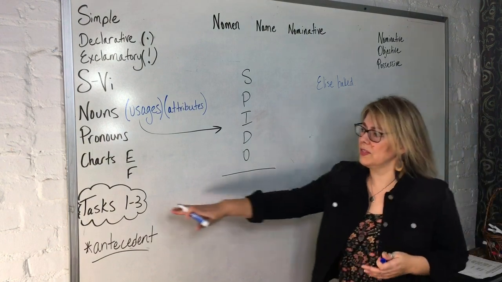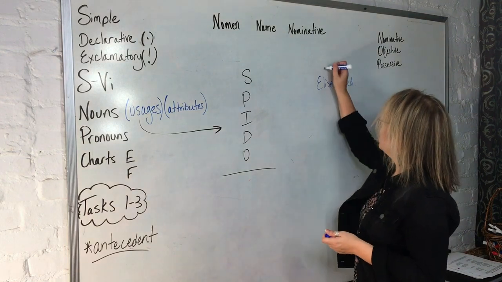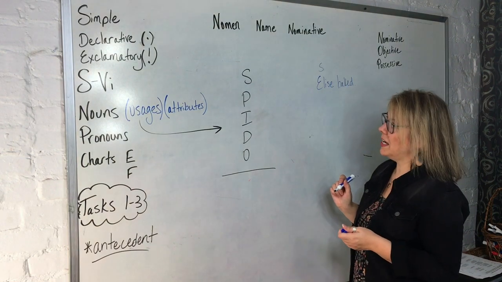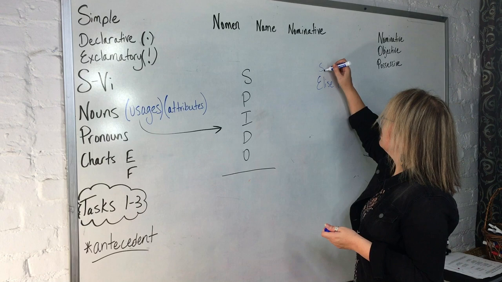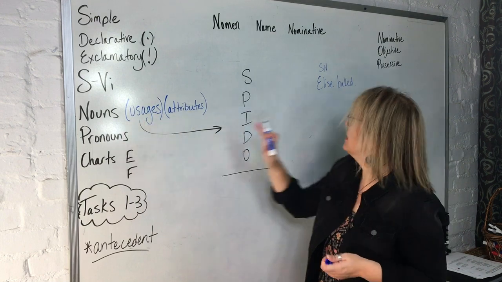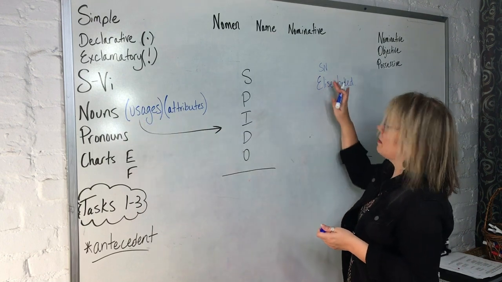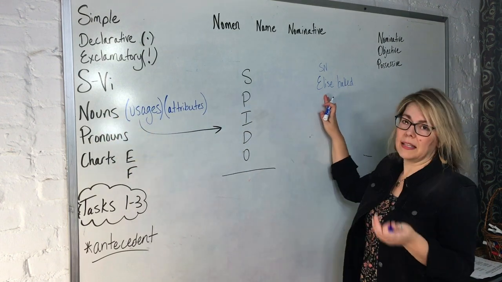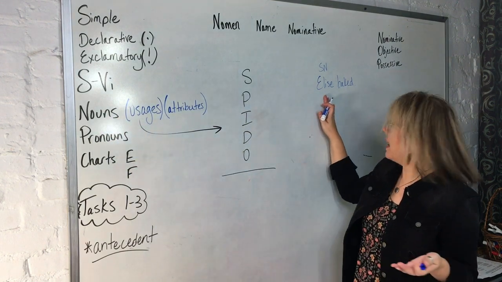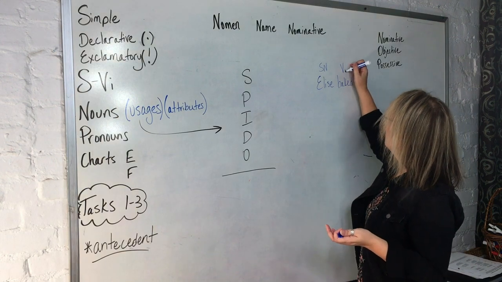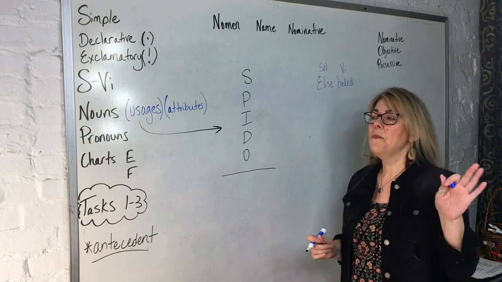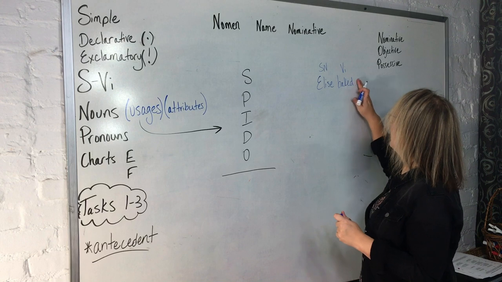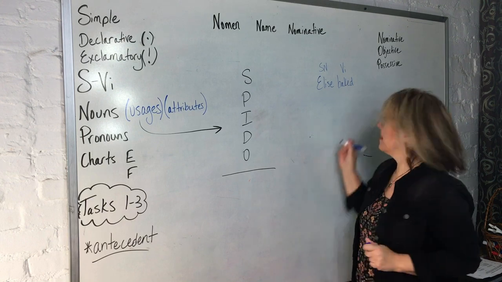If you were going to go through tasks 1 through 3, you would label them. That's the subject, and it's nominative. It's a noun, right? Subject, noun. We're going to label them either S-N for noun or S-P for pronoun. Elise is a noun because it's a name, right? And then baked, V-I. She just baked. Well, she didn't just bake. I mean, Elise baked cupcakes.